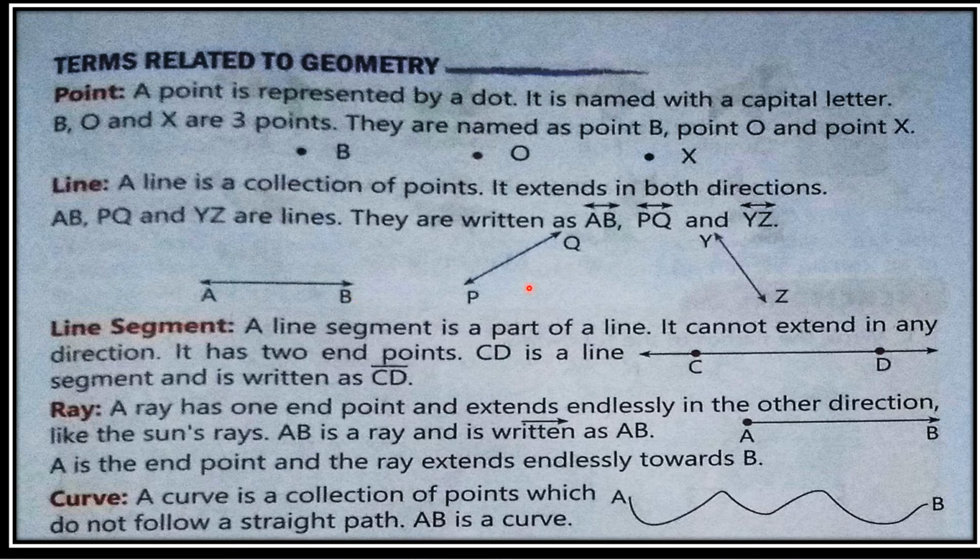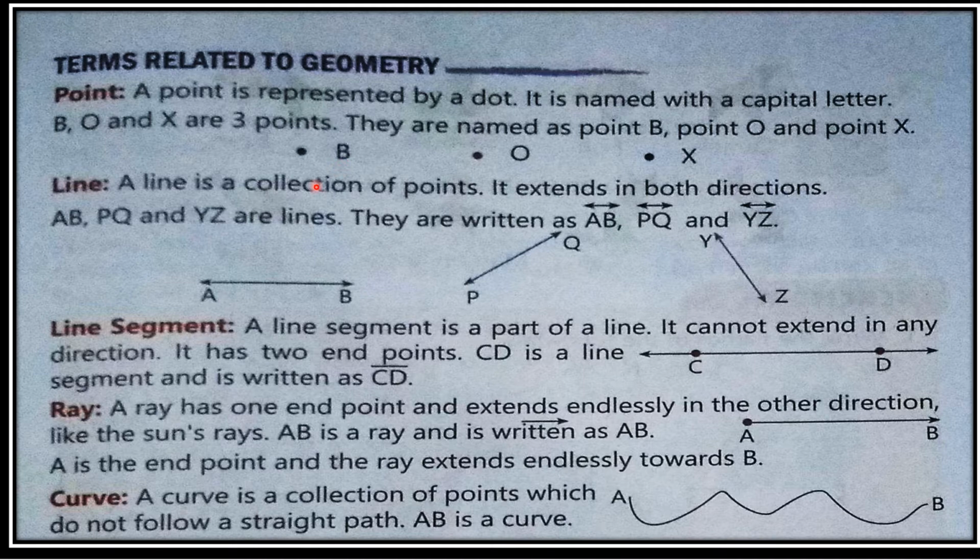In this part, as you can see here, the terms given are point, line, line segment, ray, and curve. These are the terms which are used in geometry. Got it, children? A point is the smallest figure in geometry. Only one dot. A point is represented by a dot and its name with a capital letter.